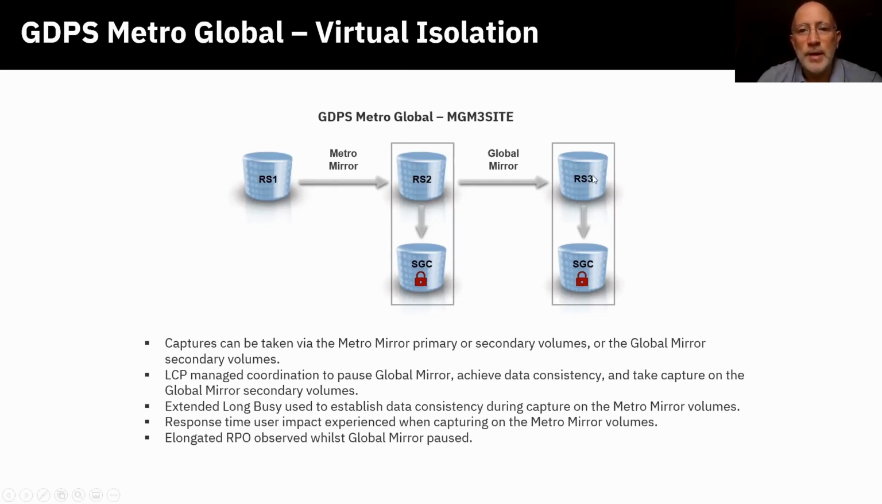And you can also implement virtual isolation on the Global Mirror leg. So you could, in fact, have all three columns with safeguarded and FlashCopy provisioning for a virtual isolation model. So if you were to, just like before, take captures on the Metro leg, you will see some impact to response time. And if you take it on the Global Mirror leg, then obviously we're going to pause GM to take that capture. So there is some degree of elongation to the RPO to achieve that as well.